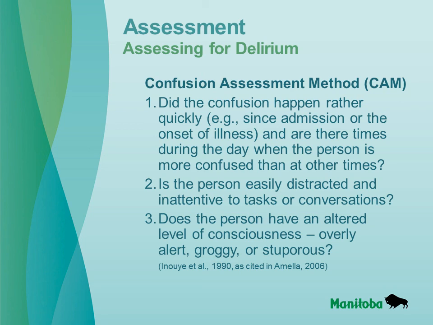An accurate assessment of confusion or delirium should at least include the answers to these three questions that are part of the confusion assessment method. Did the confusion happen rather quickly, since admission or the onset of illness? And are there times during the day when the person is more confused than at other times? Is the person easily distracted and inattentive to tasks or conversations? Does the person have an altered level of consciousness? Are they overly alert? Are they groggy or stuporous? The Confusion Assessment Method, or CAM, is a great guide and tool for assessing for delirium.